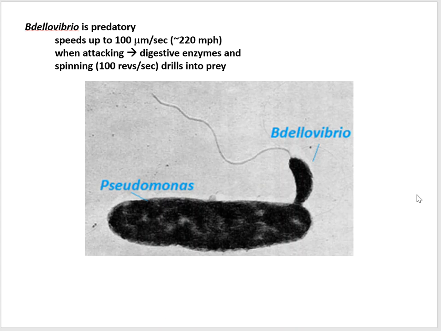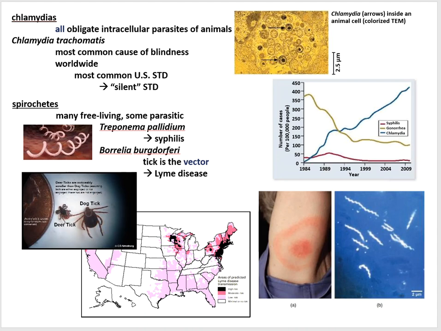So you think life is tough up here in the multicellular state? Think about that. Think about this. We don't say the B, so it's Bdellovibrio, predatory bacteria. It's a dog-eat-dog world, even at the bacterial level.